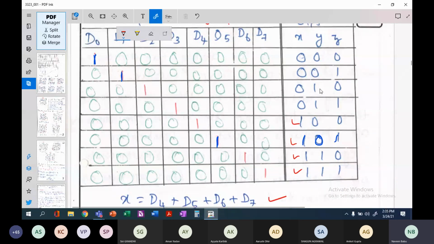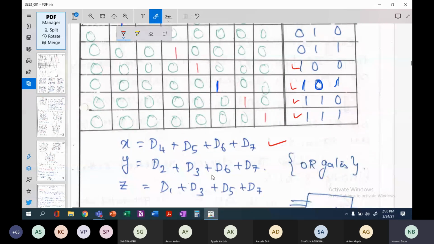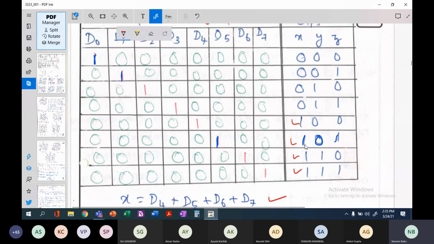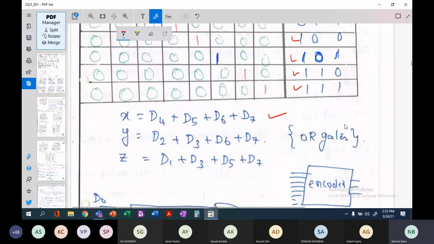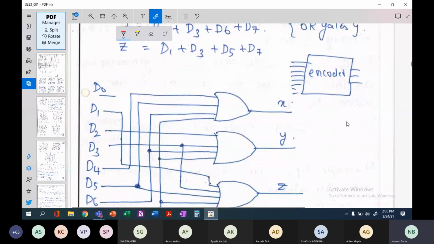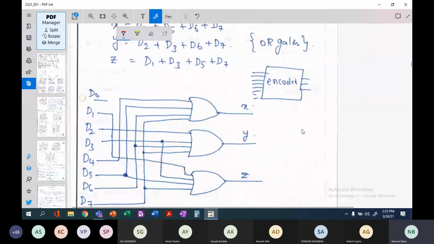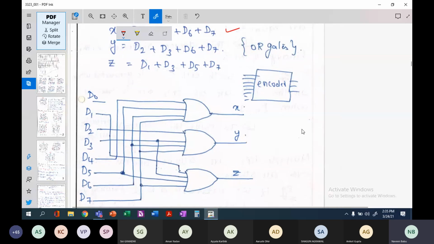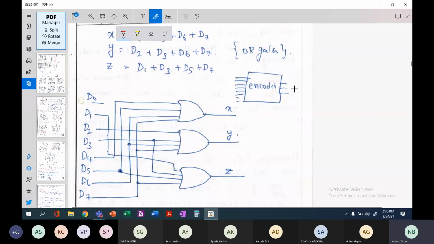Similarly, Y corresponds to D2 plus D3 plus D6 plus D7. Similarly, Z corresponds to D1, D3, D5, D7. Now, if you implement this using the gates, AOI gates, this is how it will look. I'll zoom out so that you can see the expression.